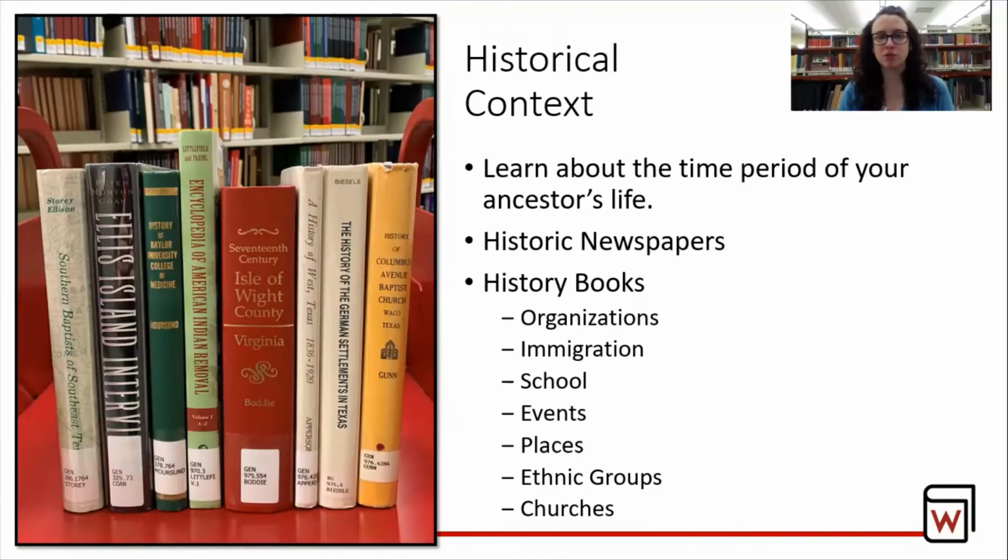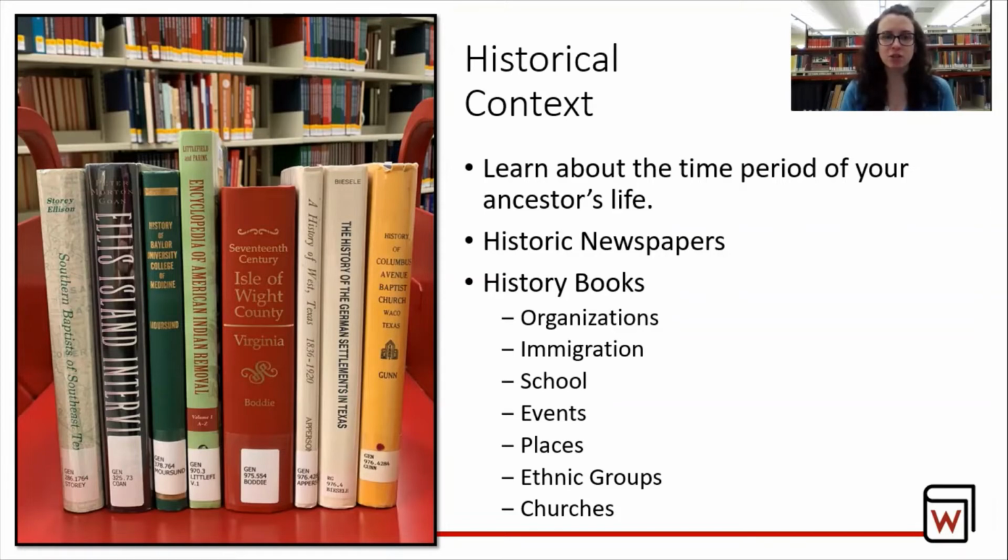It's also important to research the historical context of your ancestor's life and to learn more about the time period, the organizations they were involved in, the communities they lived in, and all of the different elements of their life. Some good places to do this are in historic newspapers. So by reading the newspaper of the town that your ancestor lived in, you get an idea of the type of things that they were reading and hearing about on a daily basis, and the type of local events that would have impacted their life.